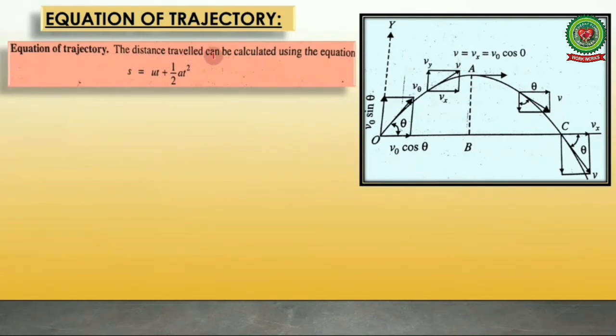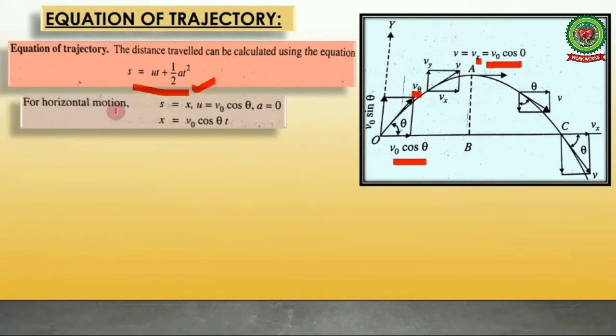The distance travelled can be calculated by using the equation s is equal to ut plus half at square, which is one of the three equations of motion. So let us first see this diagram. Here V naught sin theta is the initial vertical component of velocity and V naught cos theta is the initial horizontal component of velocity, and V naught is the initial velocity and theta is the angle of projection. At point A, there is no vertical component of velocity, so only Vx is there, and throughout the motion this Vx, which is equal to V naught cos theta, will remain constant.